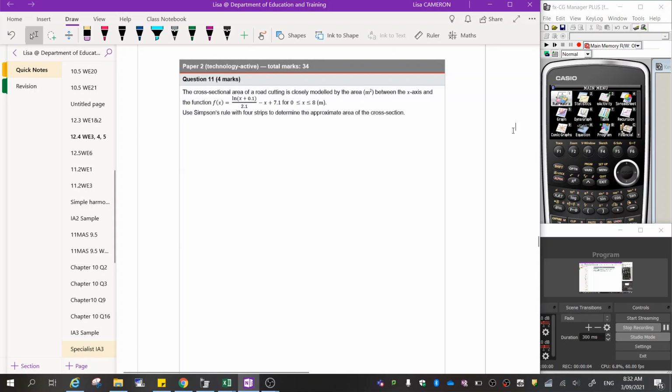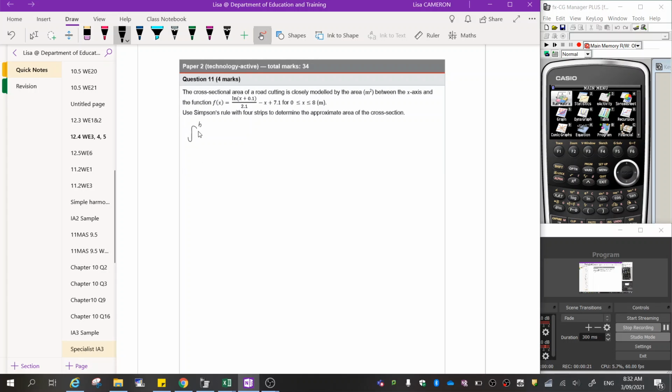Okay, so Simpson's rule. We're looking at using Simpson's rule for this question. The first thing I'm going to do is state Simpson's rule for you. This is on the formula sheet. At this point in time, you should be going to the formula sheet and looking at where it is, making sure that I write it correctly.